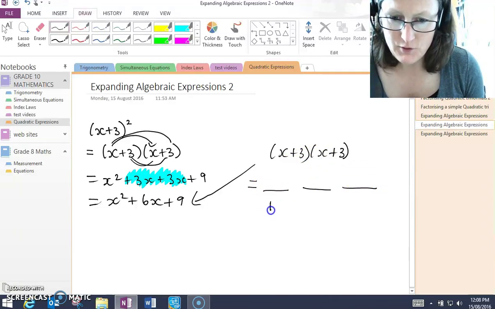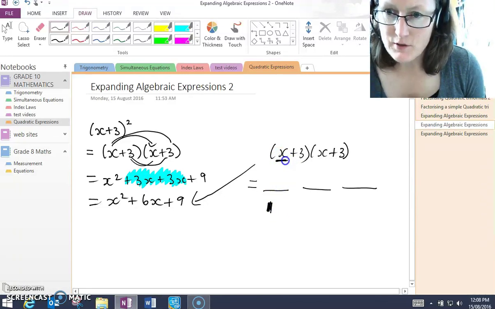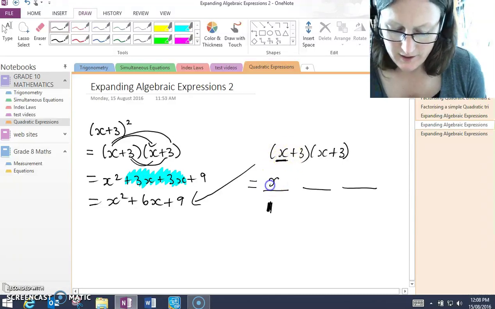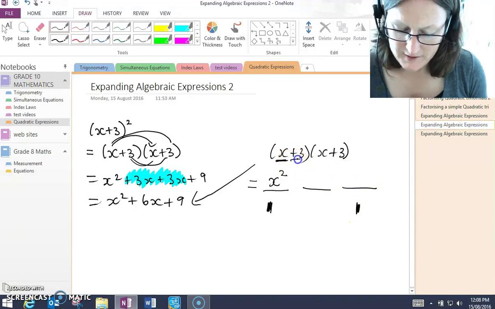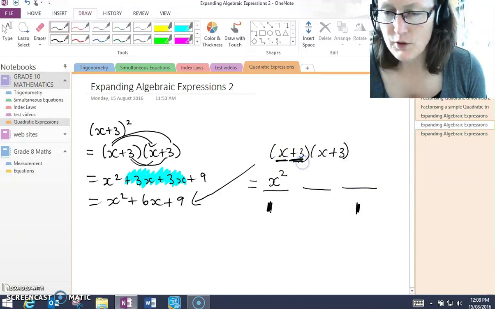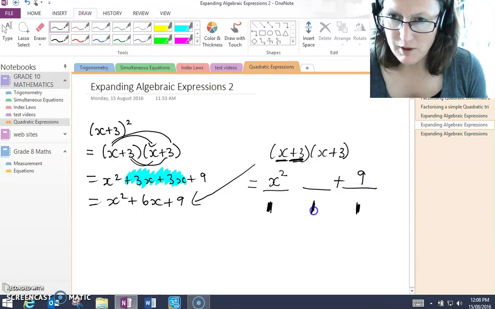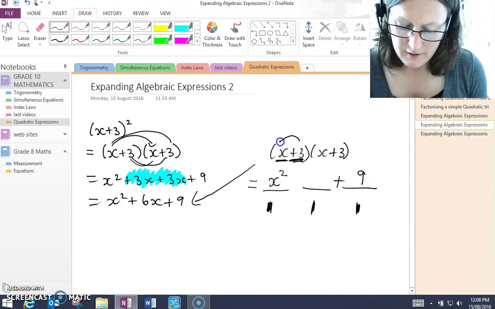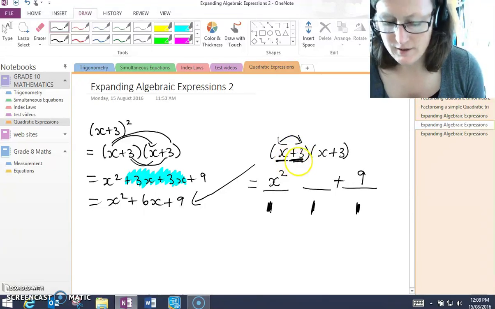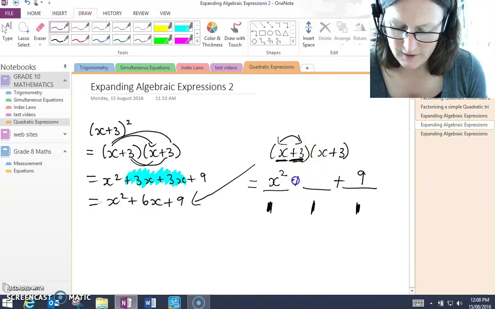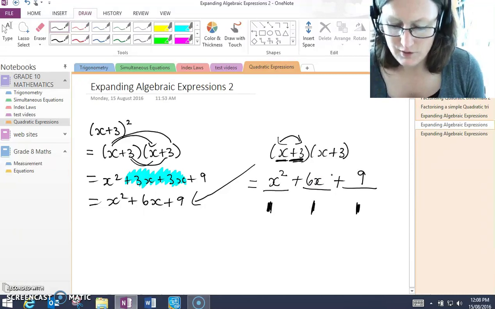What we do, if what's in the brackets is exactly the same, there'll always be 3 terms in our answer. The first term will be the first term in the brackets squared. So x squared is x squared. The final term will be the second term in the bracket squared. So positive 3 squared is 9. The middle term, if we multiply the 2 terms in the brackets, so x times 3 gives us 3x, and we then double that. Double 3x is 6x.